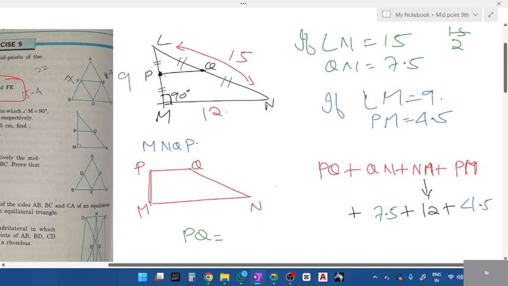Is PQ a side of a triangle or is it a midpoint? This midpoint formula. Very good. 1 by 2 into. So what is PQ? Half of 12 is.